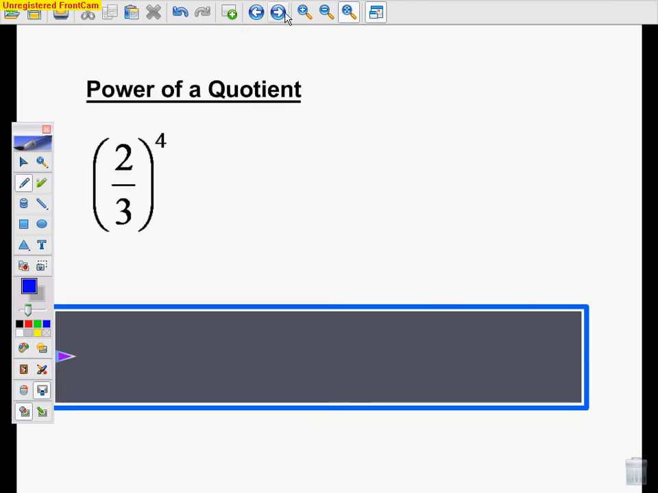Next, the power of a quotient property. Now, I'm willing to bet that you know what we're going to do with this 4. We're going to distribute it into both the numerator and denominator. So that would be 2 to the 4th over 3 to the 4th.